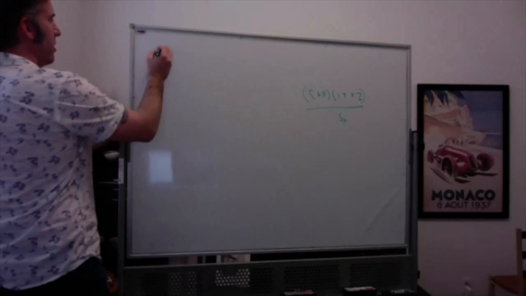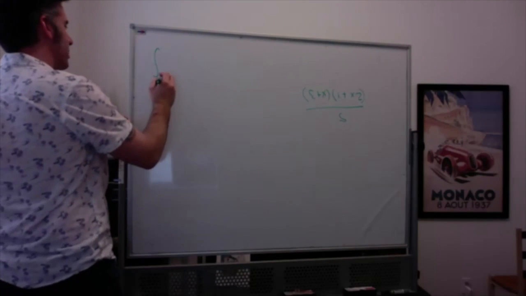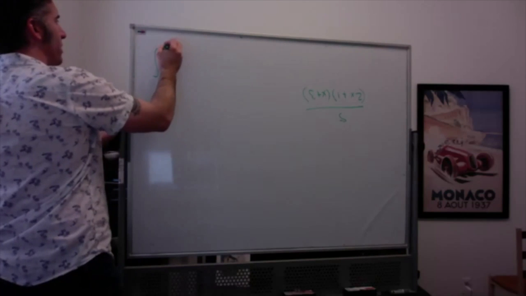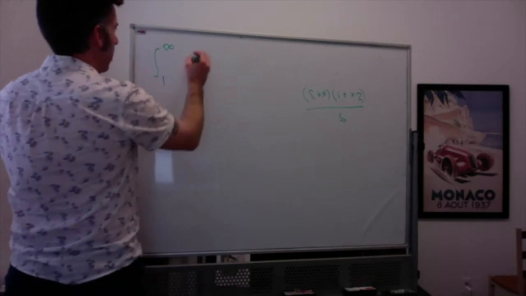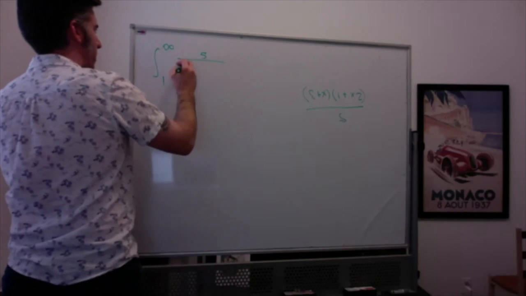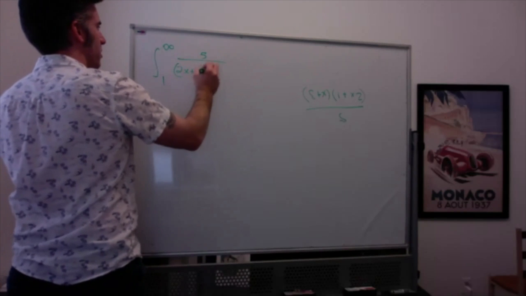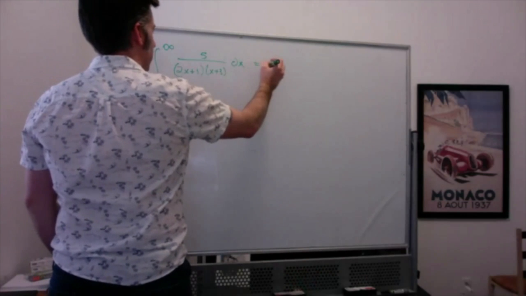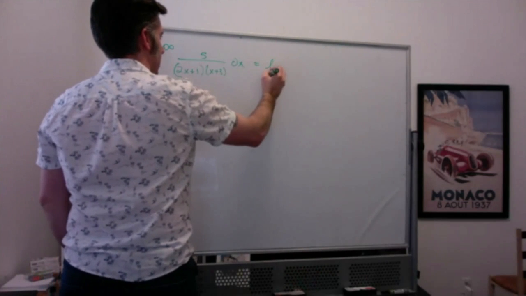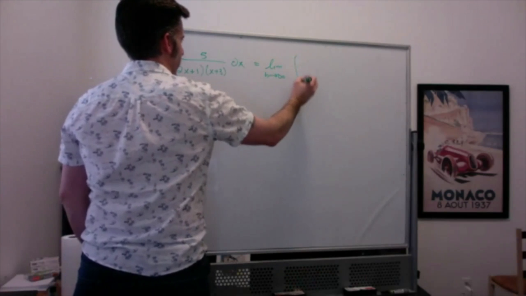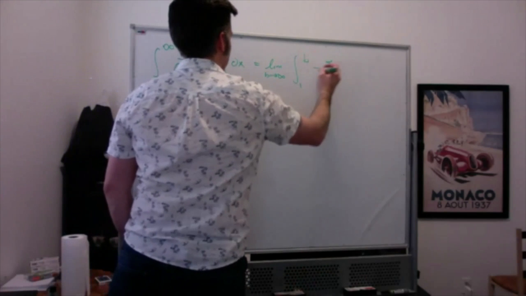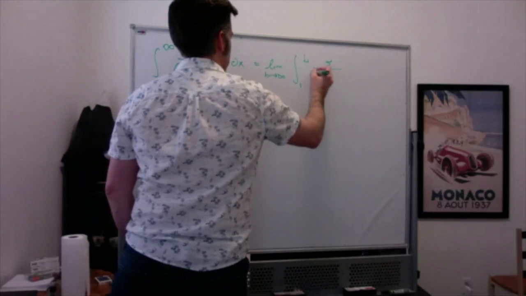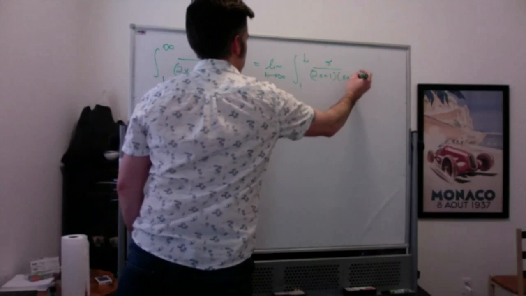So I want to find the integral from, let's say, 1 to infinity. We're back on the infinities again. 5 over 2x plus 1 times x plus 3 dx. And first and foremost, of course, we're going to write this as the limit as b goes to infinity of the integral from 1 to b of 5 over 2x plus 1 times x plus 3.